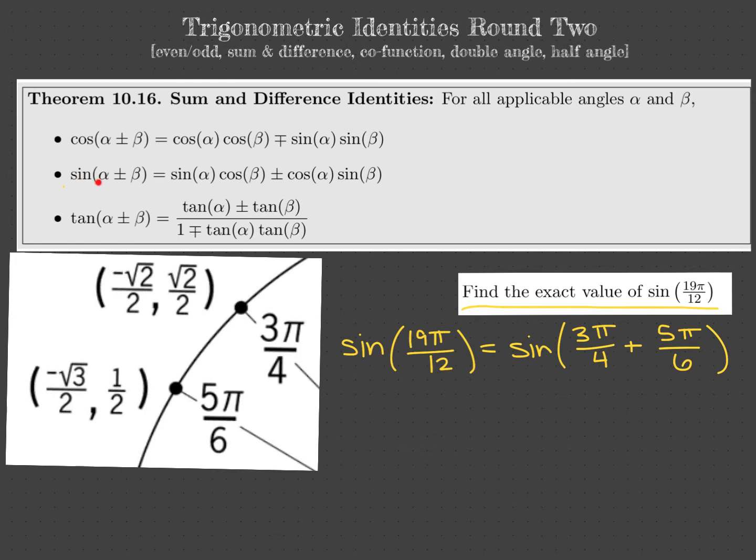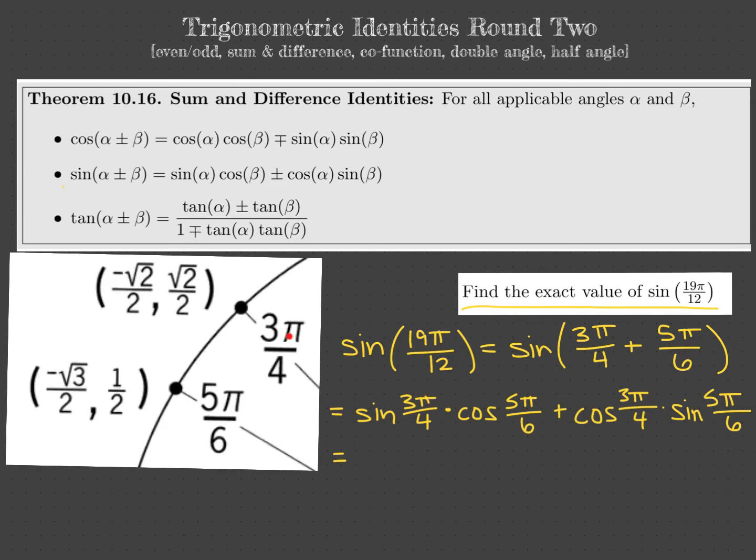Now looking at the sine sum formula, or identity, we're using the top sign of plus, since it's a sum. So I have 3π/4 as my alpha value, and 5π/6 as my beta. Let's replace it and figure out what we'll get. So I've rewritten the sine sum identity here, replacing alpha and beta with these two angles respectively.